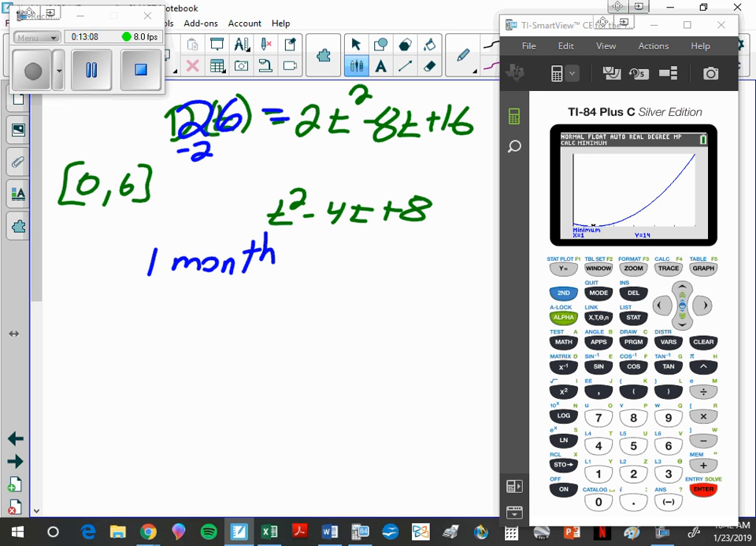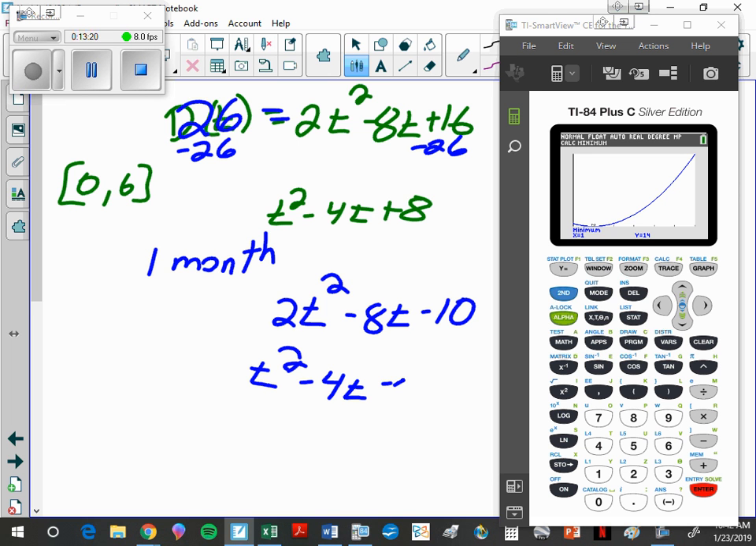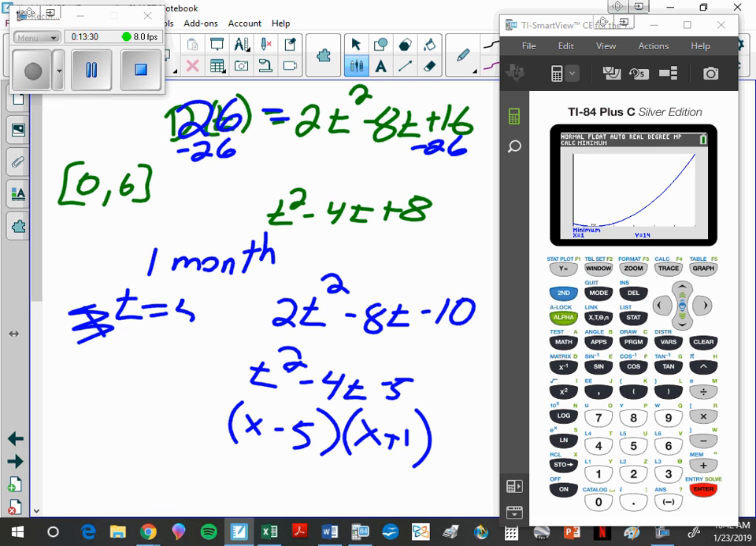Well, I'm going to subtract 26, and I get 2t squared minus 8t minus 10. Divide by 2, t squared minus 4t minus 5. That does factor into t minus 5 and t plus 1. So t equals 5 and negative 1. What do you think about that?